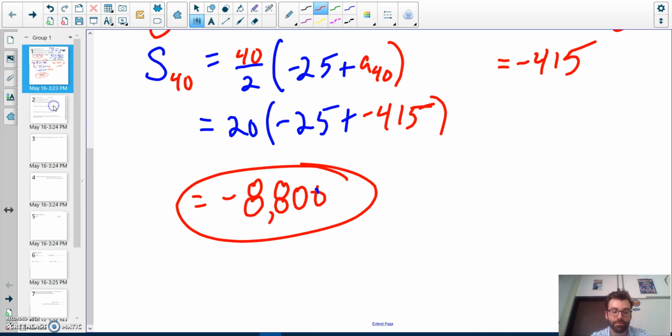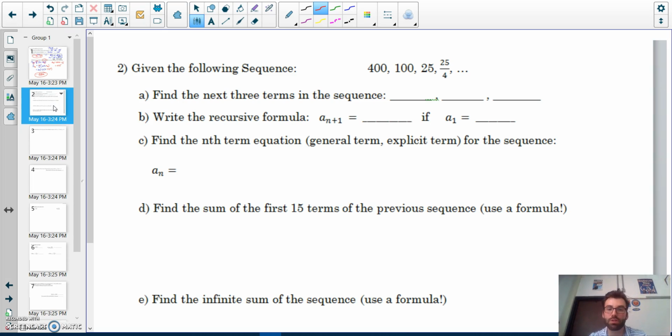All right. Let's go to number 2. Subtract 300, subtract 75. So there's not a common difference. That tells me that this potentially could be geometric, meaning there could be a common ratio, meaning I'm dividing or multiplying by some number every single time. What am I doing here? I'm really dividing by 4.